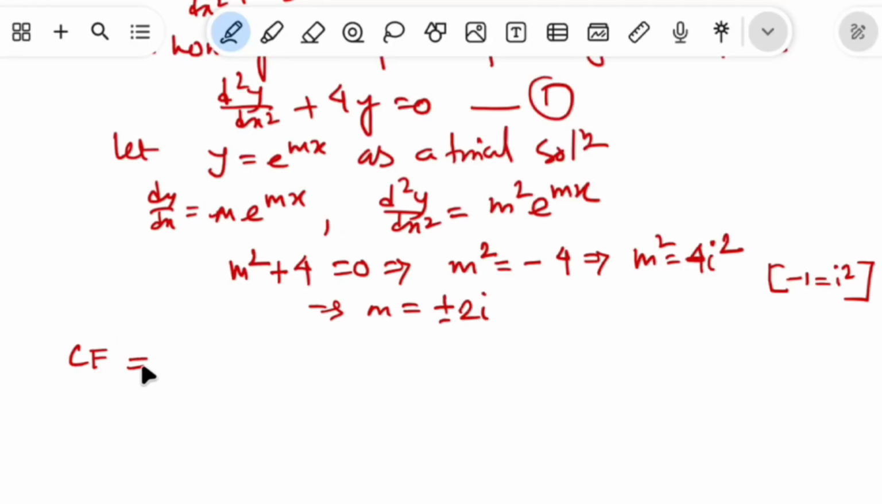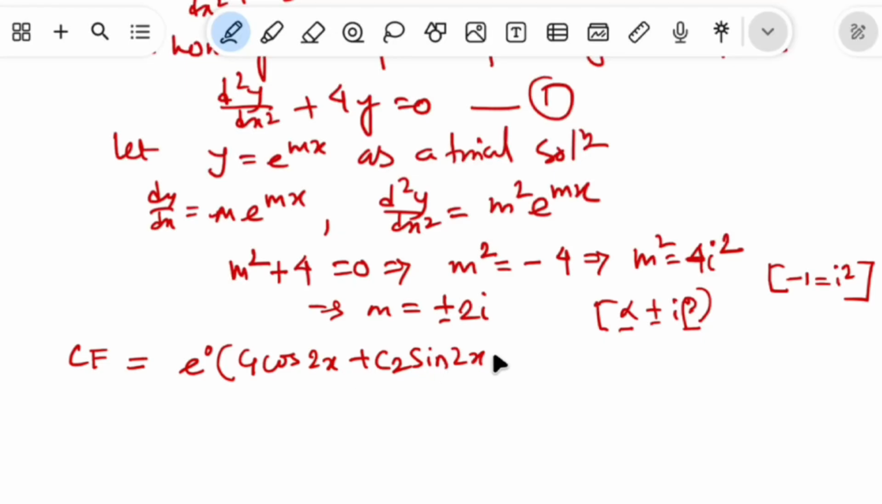From here we are getting the CF as, see, if I compare it with α ± iβ, that means our α is actually 0 and β is 2. So therefore it is e^(0x)(c1 cos 2x + c2 sin 2x), that is, e to the power 0 is 1, so c1 cos 2x + c2 sin 2x. Okay.